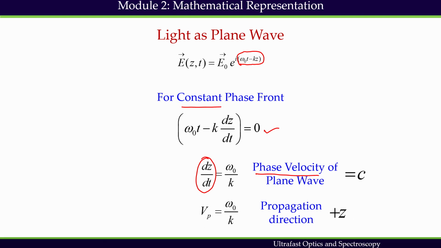Thus, phase velocity of a plane wave is defined as the velocity with which the constant phase front of a plane wave travels. This equation represents a positive value, which suggests that the direction of the velocity is along the positive z direction. That's why the equation given here, the complex representation of the plane wave, E(z,t) equals E naught e to the power i(omega naught t minus kz), represents a plane wave propagating along the positive z direction.